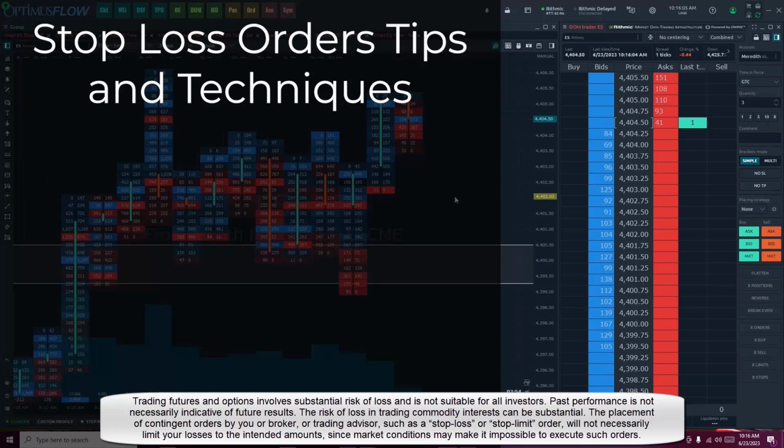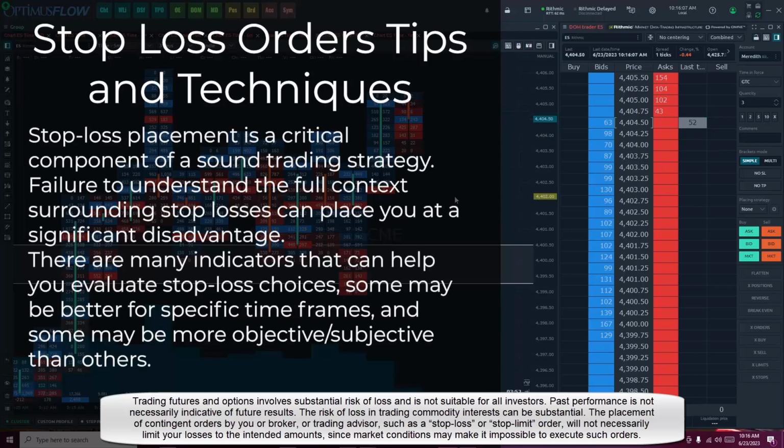So first off, why are stop losses important? Stop loss placement is a critical component of a sound trading strategy. Failure to understand the full context surrounding stop losses can place you at a significant disadvantage. And then there are many indicators that can help you evaluate stop loss choices. Some may be better for specific time frames, and some may be more objective or subjective than others.